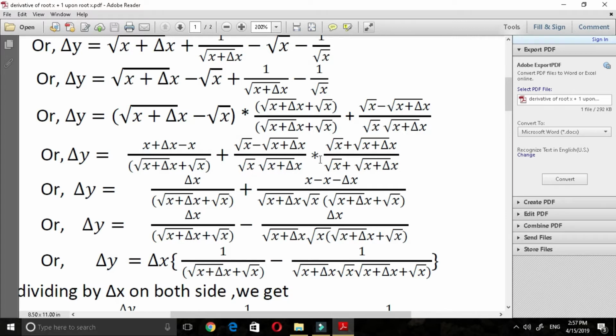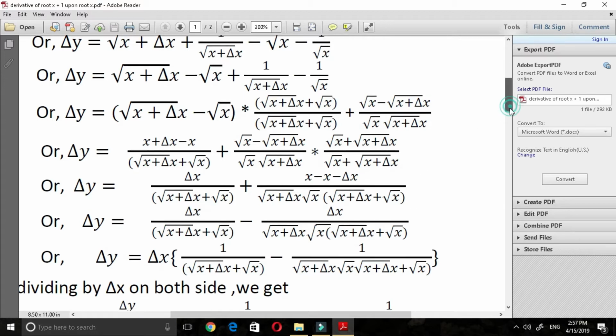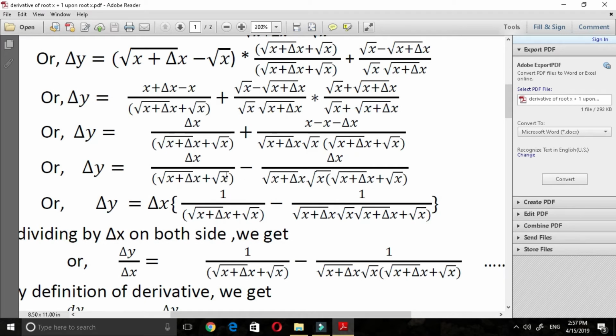Here we have to again rationalize the other term, root x plus delta x upon root x plus delta x. Here x minus x cancels, so delta x remains. Here again it goes into the formula of a minus b, a plus b, that means a square minus b square, and after multiplying it by minus, it becomes x minus delta x. So here x cancels, plus minus minus, so we get minus in place of plus, and then we get minus delta x upon this all term as it is.